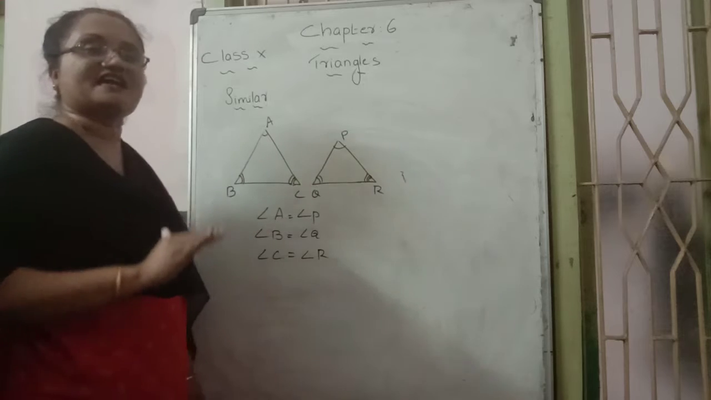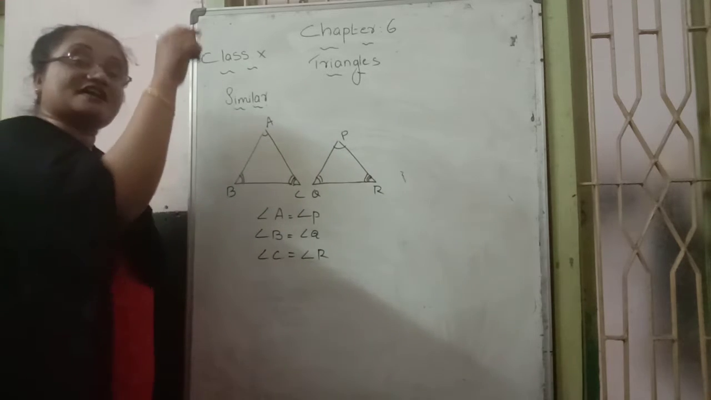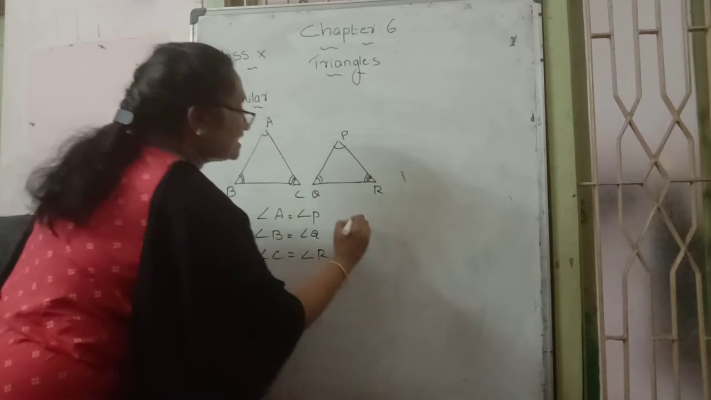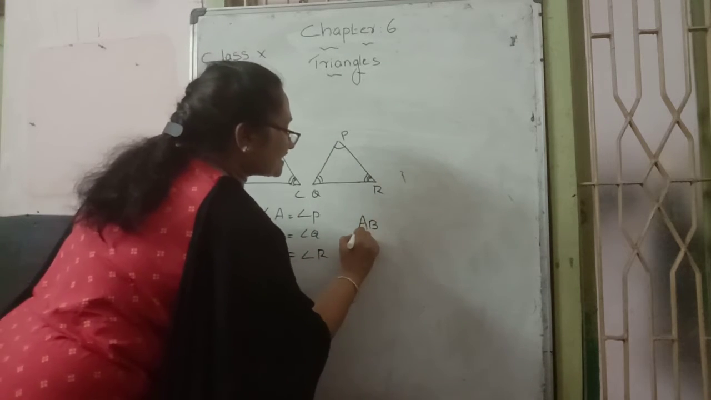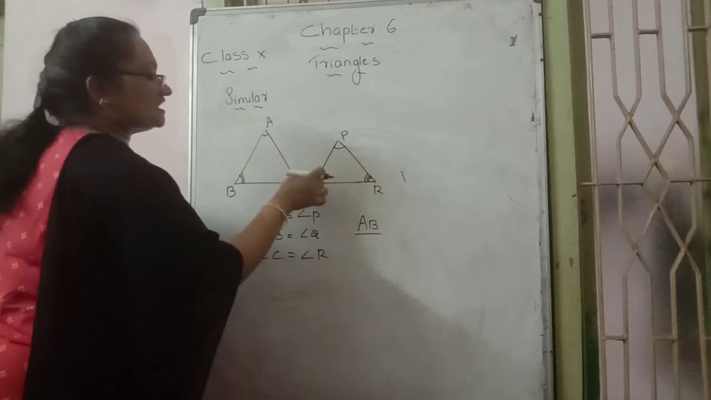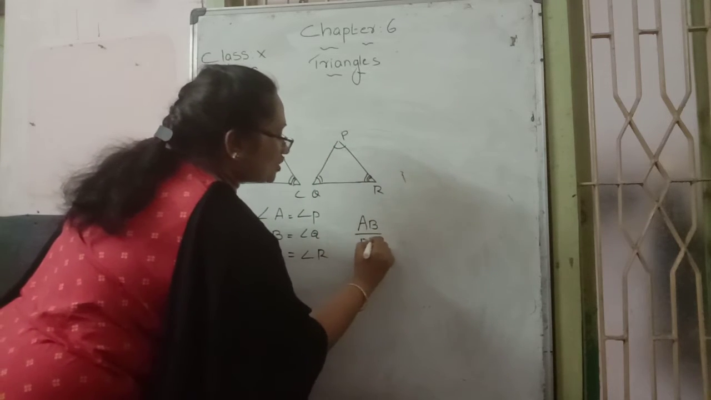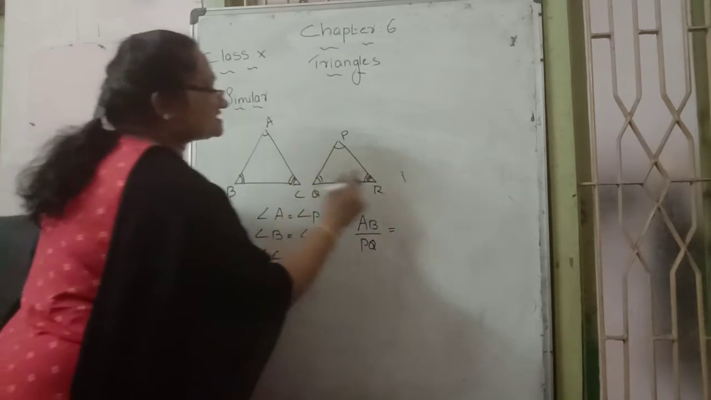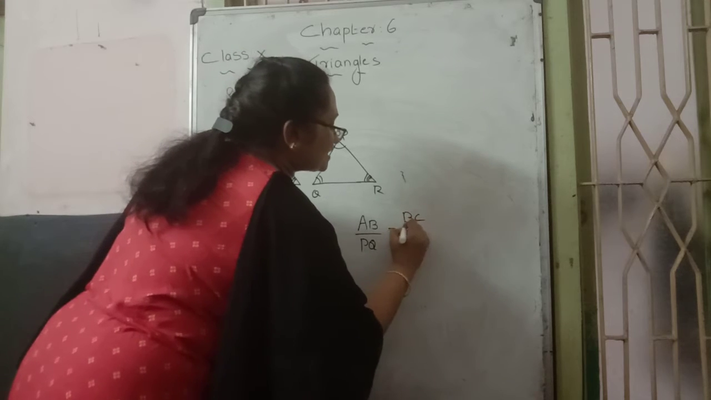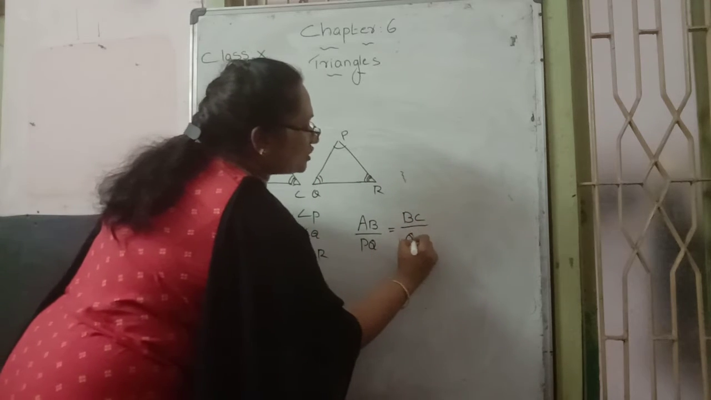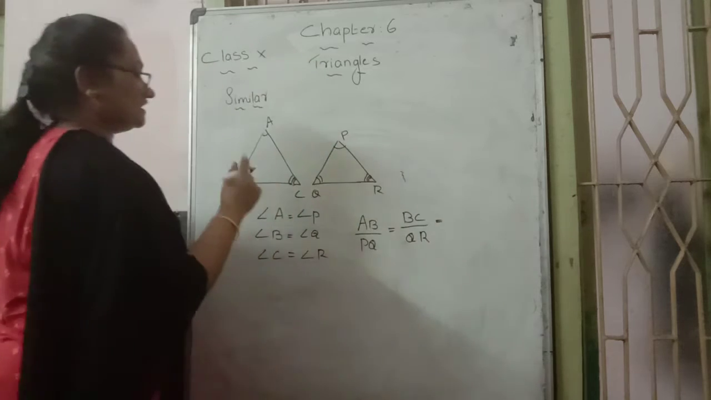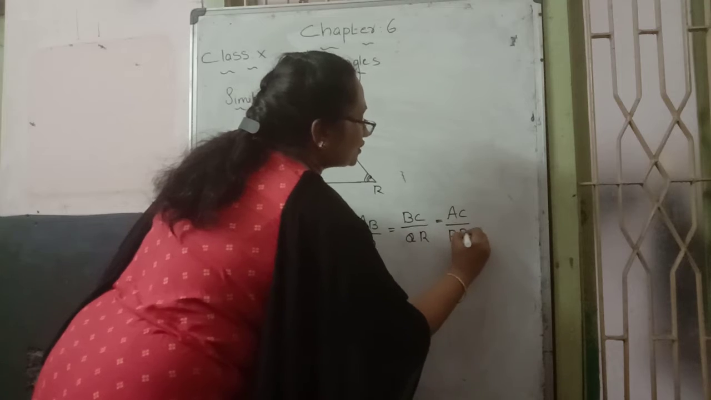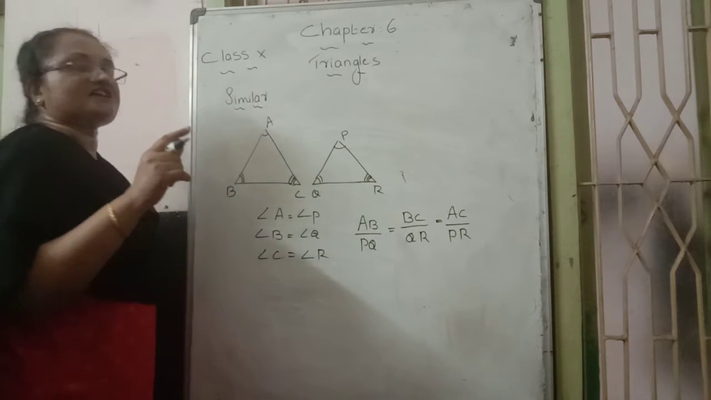The corresponding angles are equal and the ratios of corresponding sides are the same. How can we write the side ratio? Side AB of the first triangle by side PQ of the second triangle is equal to side BC of the first triangle by side QR of the second triangle, and is equal to side AC of the first triangle by side PR of the second triangle.